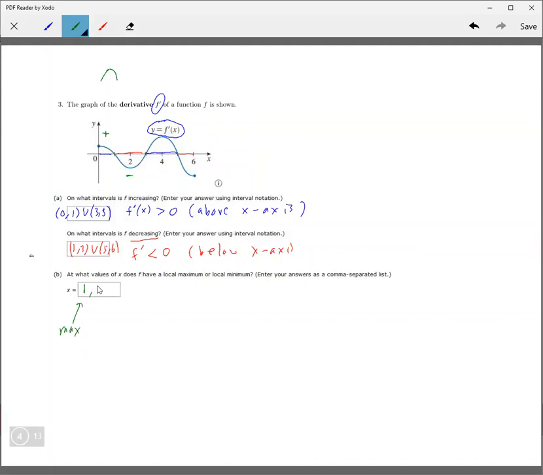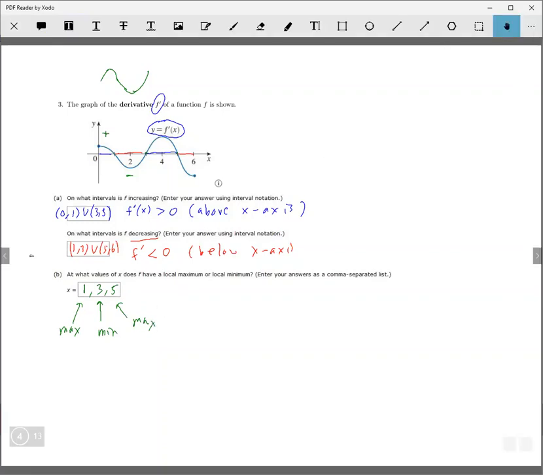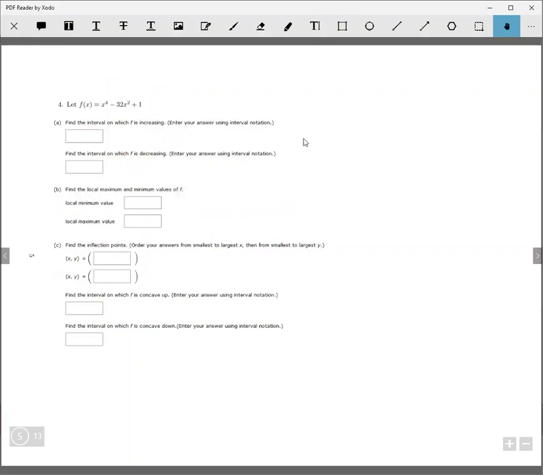Here at 3, your function is decreasing, and then over here it's increasing. So that's a minimum. And then over here at 5, it's going to be another maximum. But all they want is the x value, so that's fine. If there's any questions, just let me know, please.